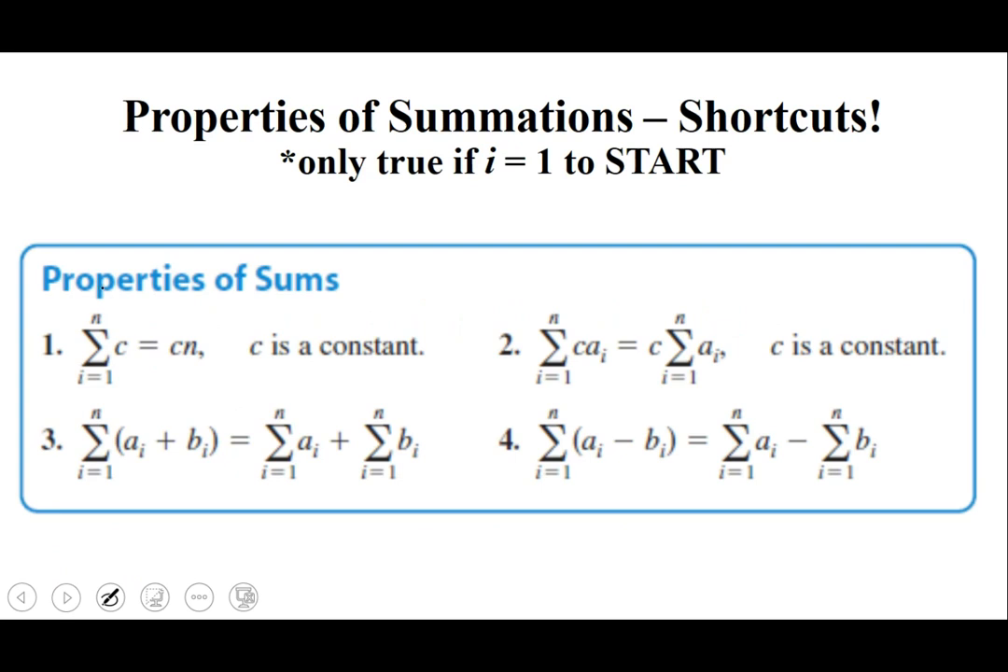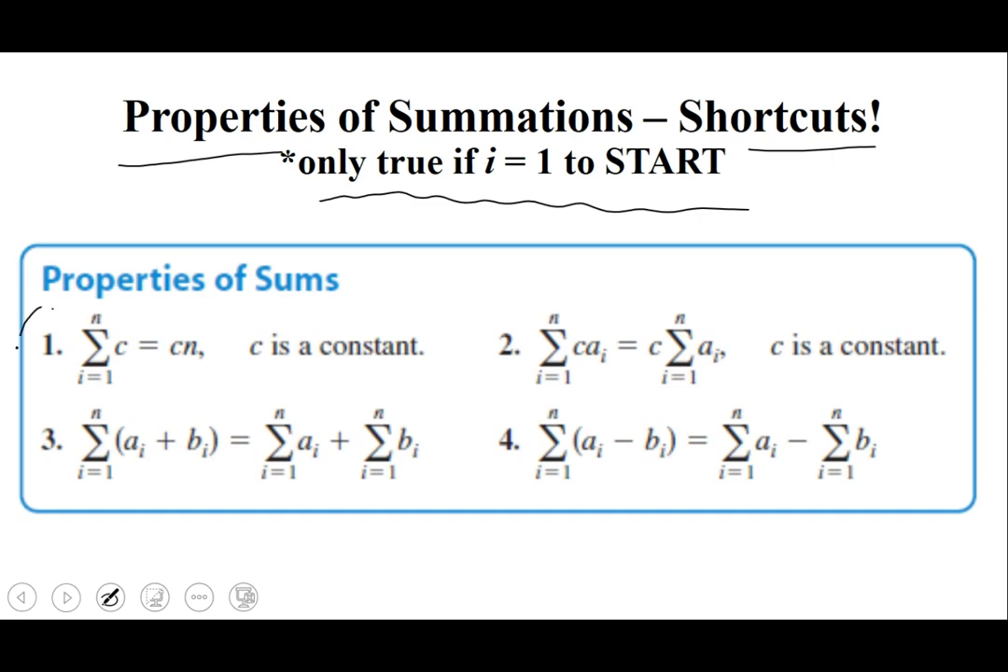These are called the properties of summations, and they're pretty much known as the shortcuts. But something you want to be very careful with is they're only true if the lower limit of summation is in fact 1. So if it's not equal to 1, you can't quite use them. You have to make a compensation, or you have to just kind of list them all out and add them up the same way that we've been doing.